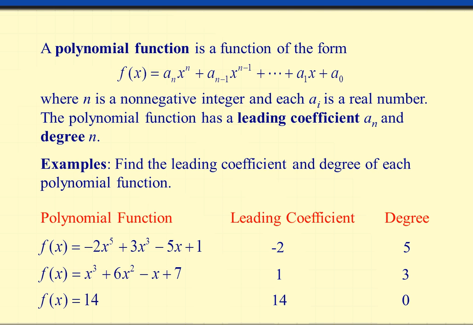Next example is we have f of x is equal to 14, which is just a constant. In this case, although we don't normally write x to the 0 power, which is 1, we could assume that this is 14 times x to the 0 power. So the degree is 0, and the coefficient of that highest power of x, being the degree 0, is 14, so the leading coefficient is 14. This is kind of a strange situation, but when we talk about other types of functions, it's important to recognize what the degree of a constant is.